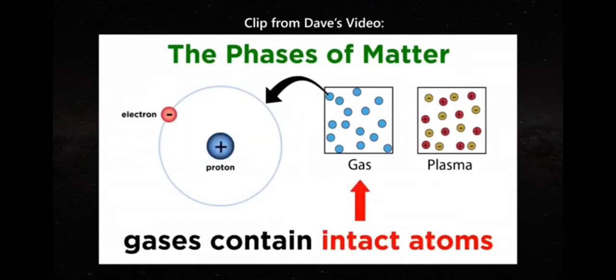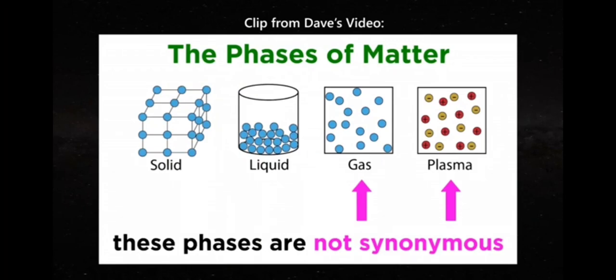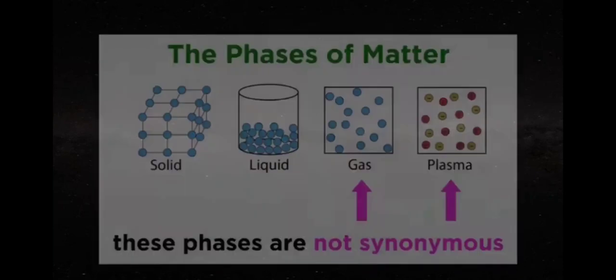Gases are made of atoms and molecules that are intact. Plasmas are not. We do not view the sun as gas all the way down to the core because it's plasma. It's too hot in there for atoms to exist. Gas and plasma are not synonyms. He doesn't seem to even know what the phases of matter are.